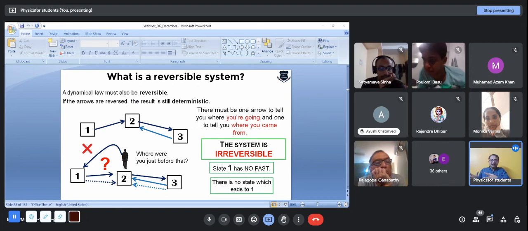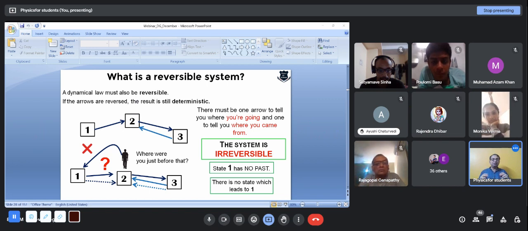Now here comes the exception. A dynamical system must also be reversible, which I told. Say for example, you see box 1. If I'm standing at box 1, I can go to box 2. From box 2, I can go to box 3. And from box 3, I can come back to box 2. So on box 2, what is my past? 1. What is my future? 3. And from 3, I can go back to 2. Present, past, and future, typically a kind of a classical system.